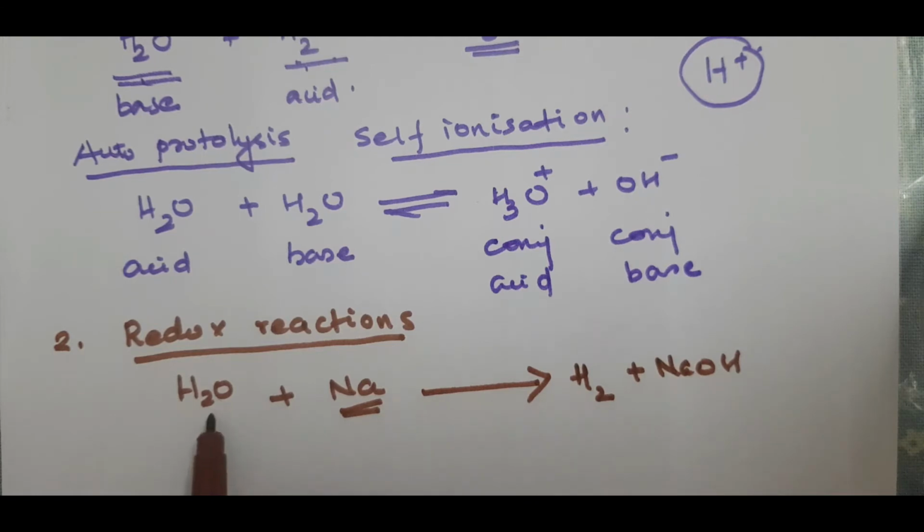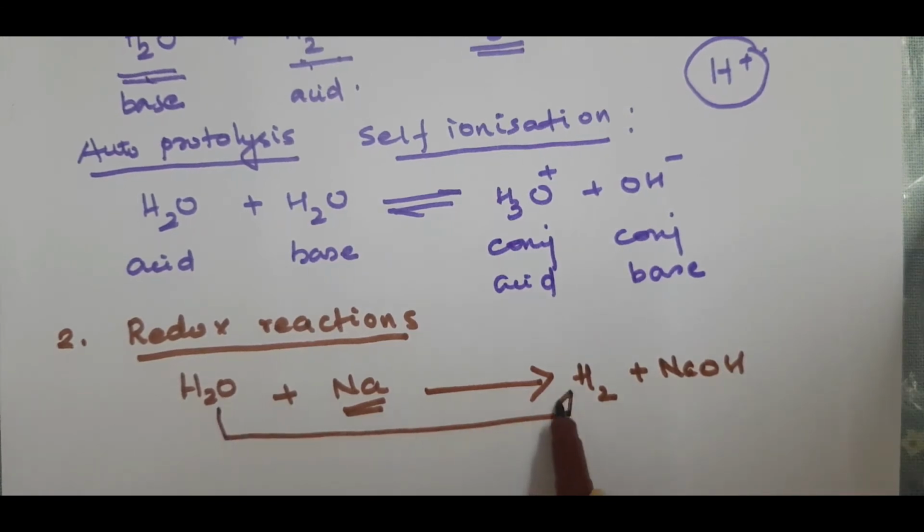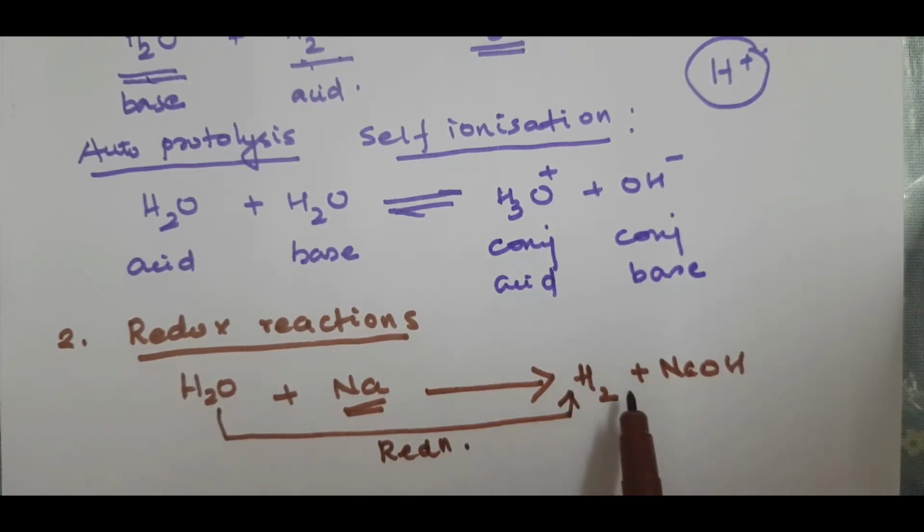So in this case, reduction happens, isn't it? Reduction means removal of oxygen or addition of hydrogen. So in this case, reduction happens. Correct. So water is reduced to hydrogen, and this is also an example of a great source of hydrogen.